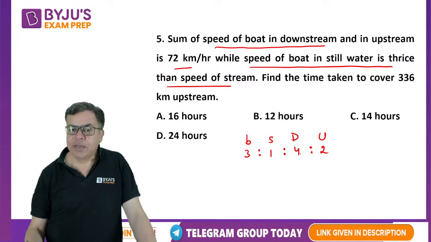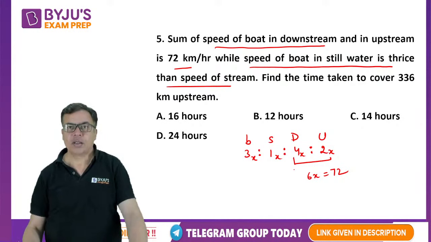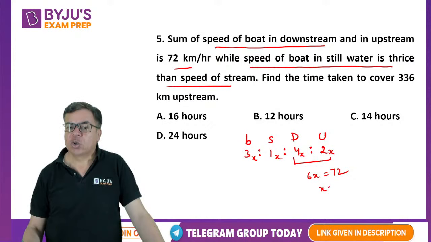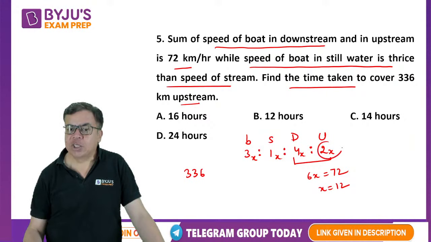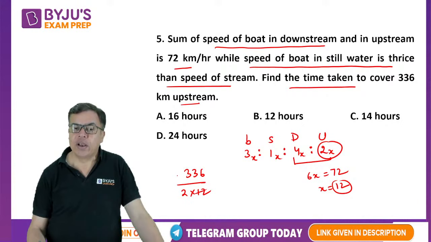That means if you take these all 3x, 1x, 4x, 2x, that means downstream and upstream 6x is equal to 72, the total speed. So x is 12, right? Now what is asking? Find the time taken to cover 336 upstream. Now upstream speed is 2x, which is 2 into 12, 24. 336 by 24 is 14. So 14 should be the correct answer.